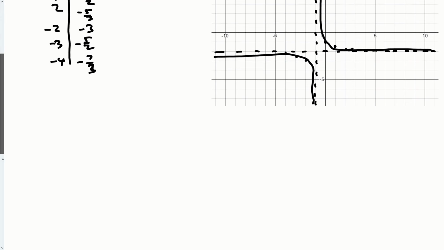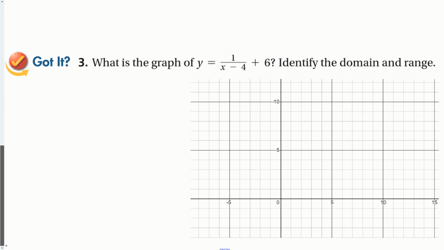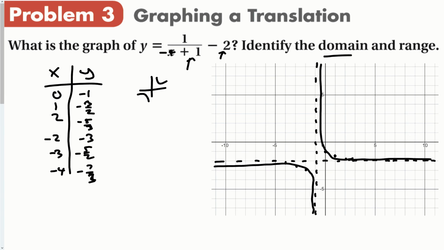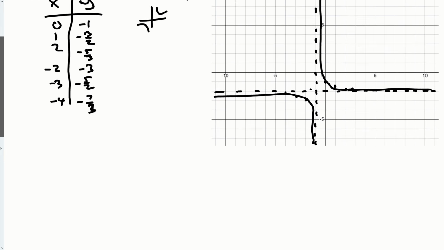Let's just set up this one right down here. Oh, I didn't identify the domain and range. Domain is all real numbers except for -1. Range is all real numbers except for -2. The asymptotes tell you the excluded values for the domain and the range.